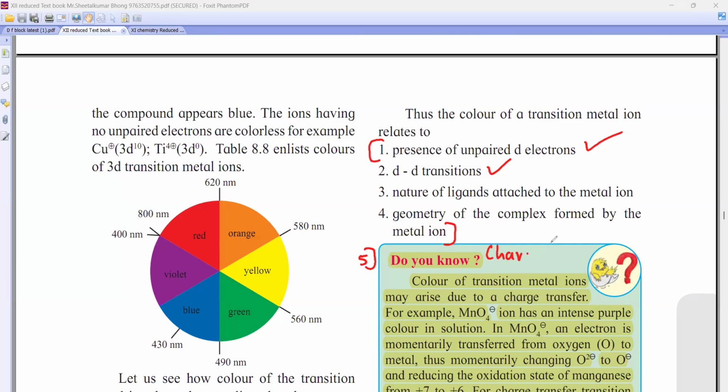Charge transfer. I gave the example of potassium permanganate and potassium dichromate. Color also depends on the nature of the ligand, which is why I did coordination chemistry first, because you will not understand color without ligands. These are all the points on which color depends. This has come in the board exam 3 times: color of transition metal is due to what. So we'll write these 5 points.